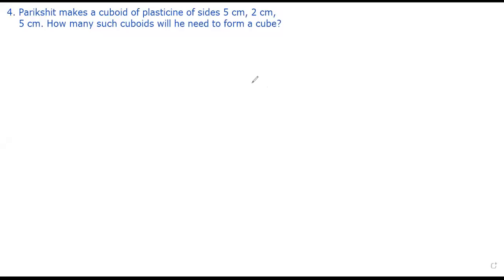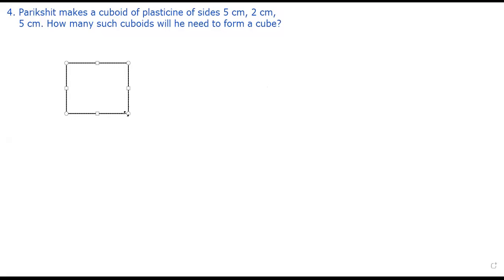Chalo, fine. So the last question we were discussing is that this Parikshit makes a cuboid of plastic. It is a plastic material. See, he has made a cuboid of 5, 2, and 5. So we will draw a figure of the cuboid.